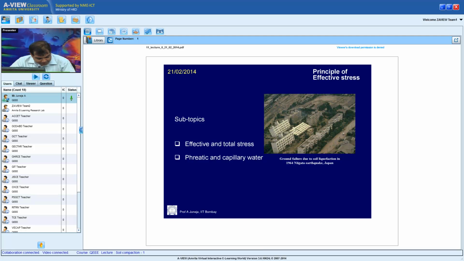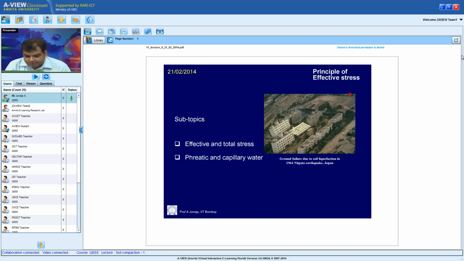Okay, good morning, people. In the last class we ended with the section on compaction. We looked at a few problems as well. Today we intend to introduce a rather new but interesting topic, which is effective stress. In this topic, I'll try to cover the section on effective and total stress. We'll look at the difference between the two, and if given time, we'll also do a small problem.